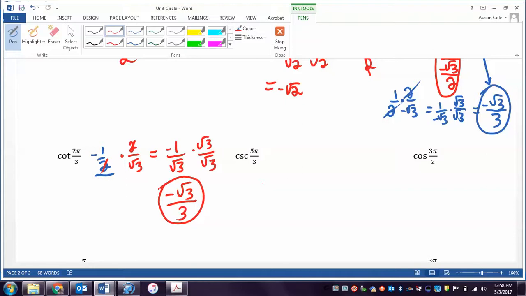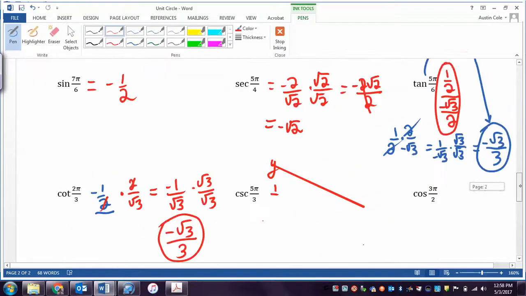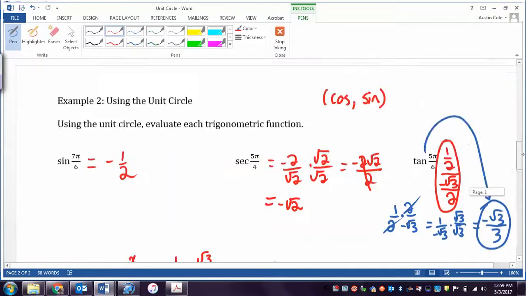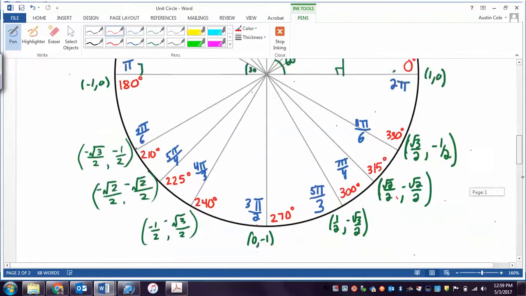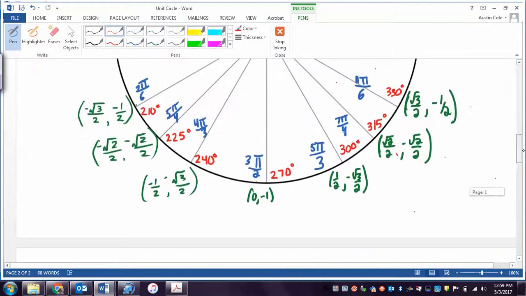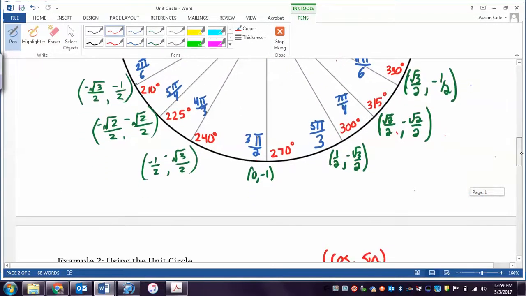Cosecant, what was that again? Opposite of sine, so it's 1 over y. Okay, so we're looking for 1 over y. 5 pi over 3 is, we're going to just bring that y right along with us everywhere we're going. There we go. And then I totally forgot what we're looking for. 5 pi over 3? Yes. 3 hundo.